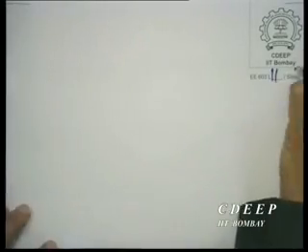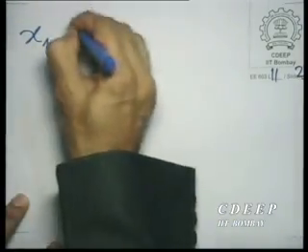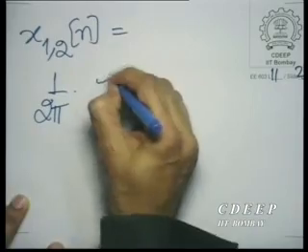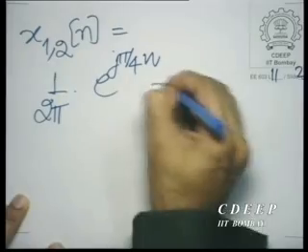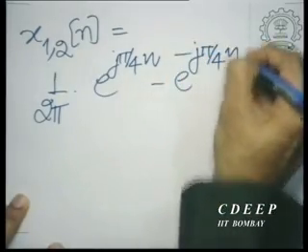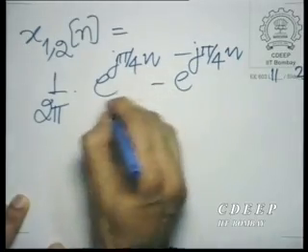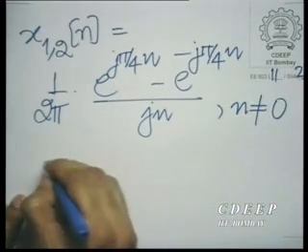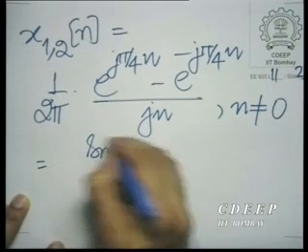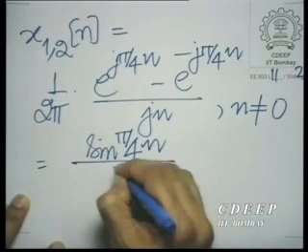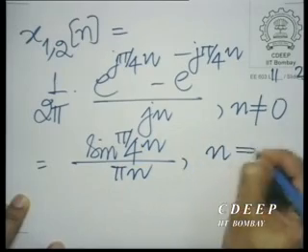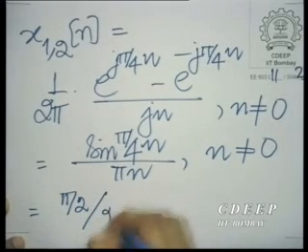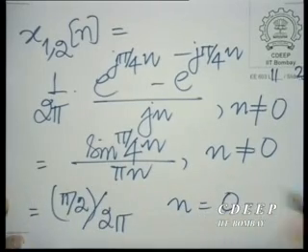So there we are. So x1 or x2 of n is 1 by 2 pi times e raised to the power j pi by 4 n minus e raised to the power minus j pi by 4 n, divided by j n, for n not equal to 0, and it is very easy to see that this becomes sine of pi by 4 n divided by pi n for n not equal to 0, and it is equal to pi by 2 divided by 2 pi for n equal to 0.